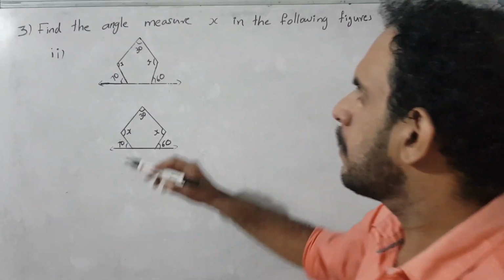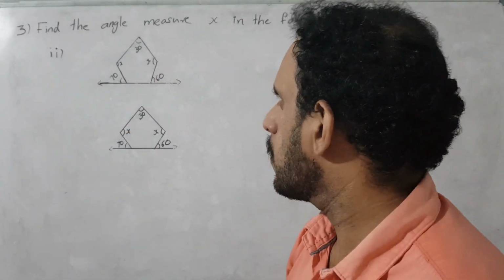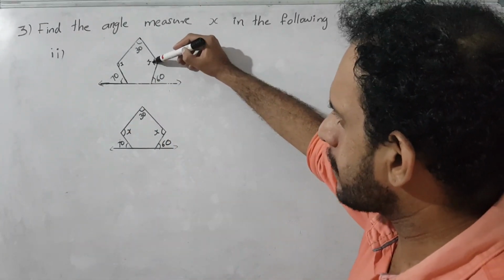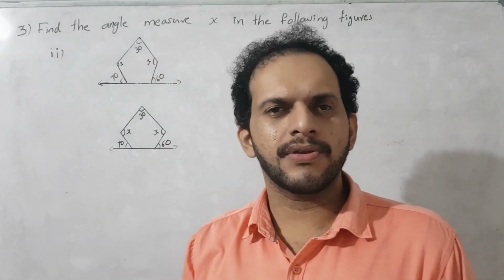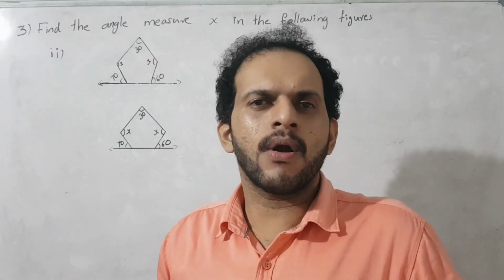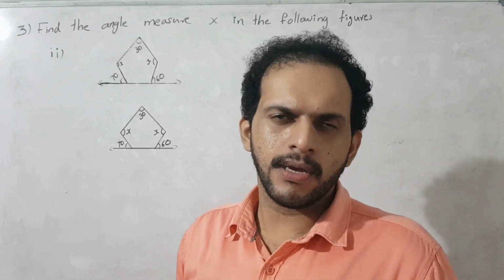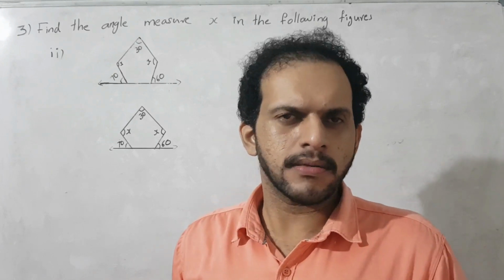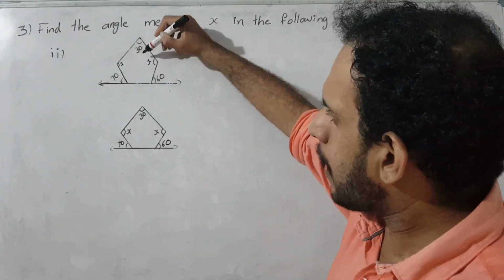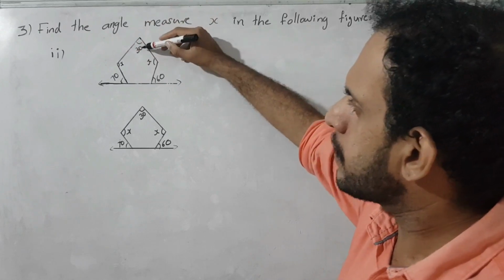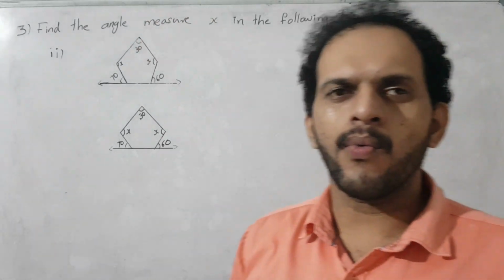The next question is like this, the same idea. Find the angle measure x in the following figure. The second question has 2x, x, 70 and 60. Here two exterior angles are given. Sometimes no exterior angle is given, and it is always the interior angle. That time it is very easy to apply the angle sum property directly. Here we have 2x and we need to find the value of x. Here only one interior angle is given.